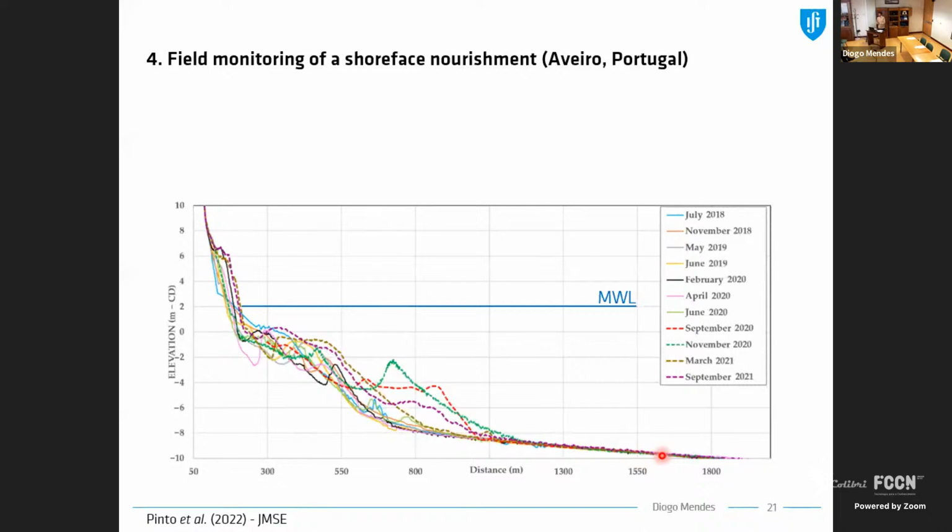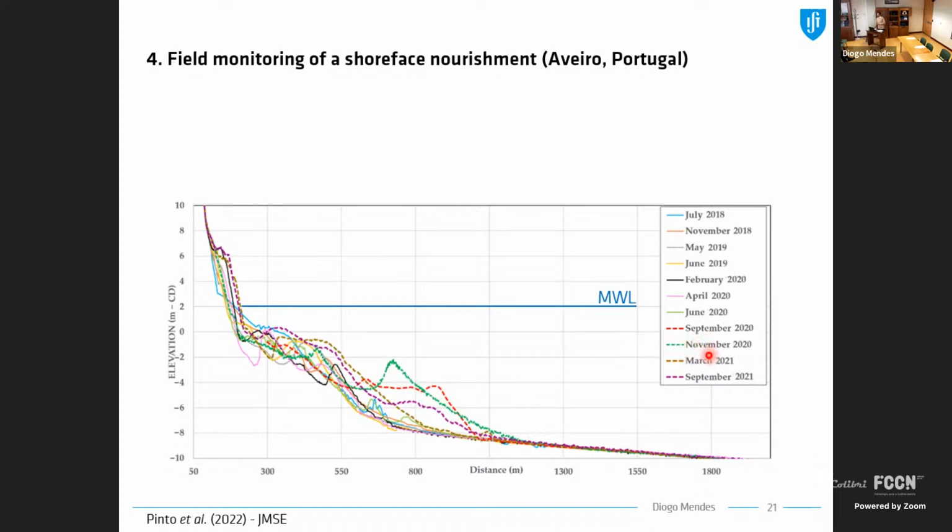This topobathymetric profile was taken right on top of the shore face nourishment. So you see here the mean water level. And so, for example, the topobathymetric profile just after the construction works was the red one, where you see here the bump associated with the shore face nourishment. So this profile was taken in September.